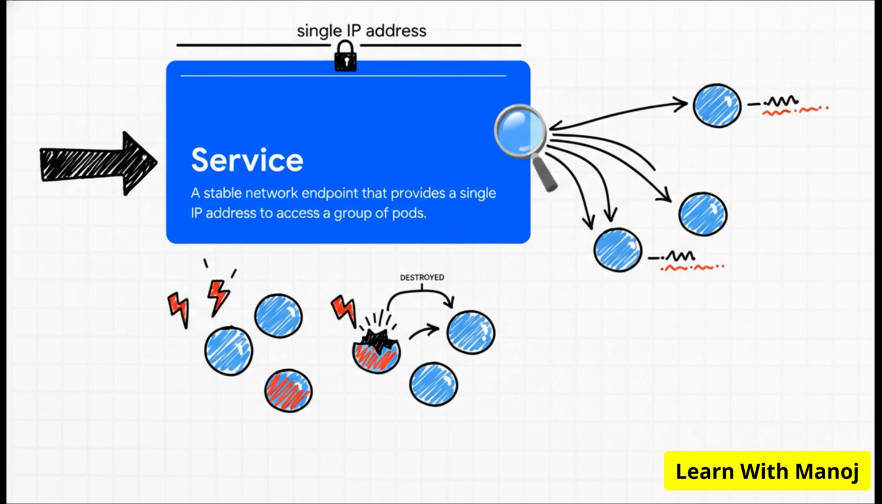See, here's the tricky part. Pods are designed to be temporary. They can be destroyed and recreated by Kubernetes at any time. And when they come back, they get a brand new IP address. So you can't rely on talking to a pod directly. The solution is called a service.